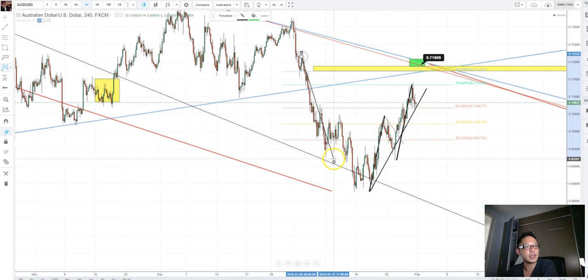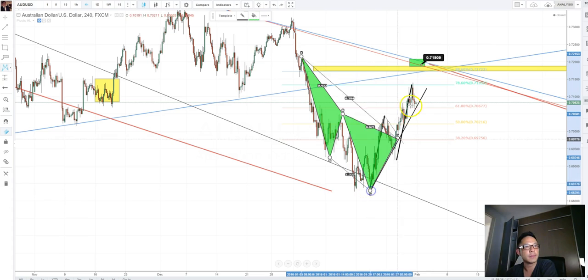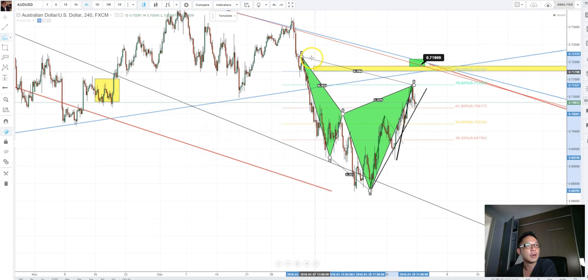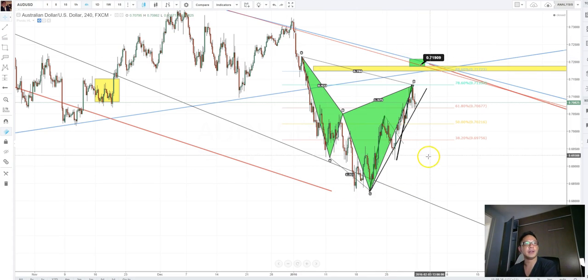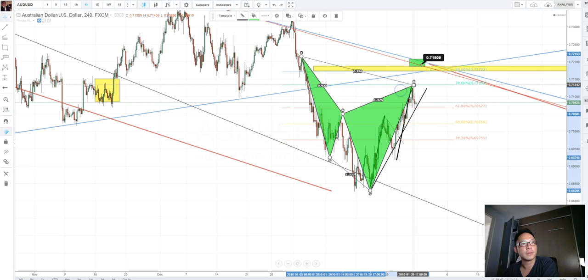So we've got a potential, well, we've got a confirmed cipher pattern, right? Completion at that level. I'm just measuring this out just to make sure it is what it is. Yep. So you've got a confirmed cipher pattern that's completed right here, and then we reversed back down.